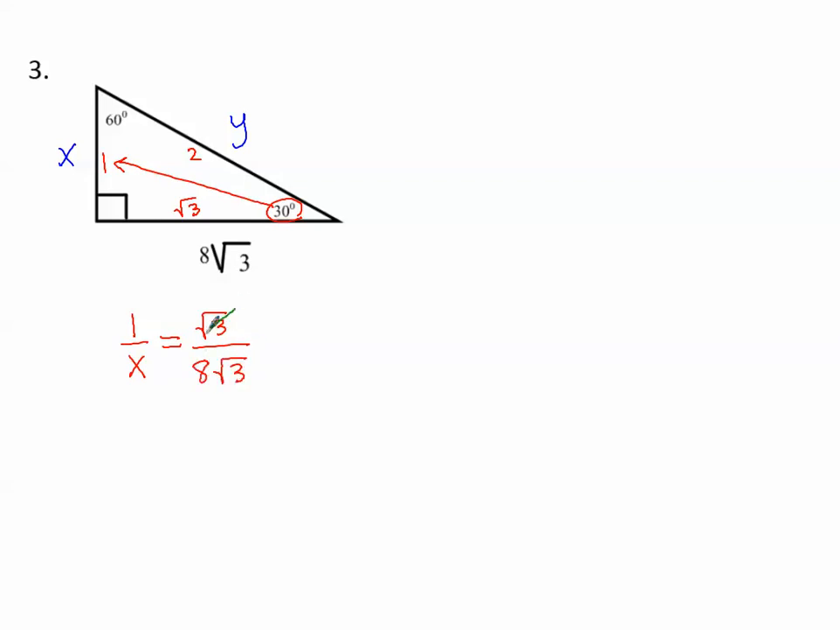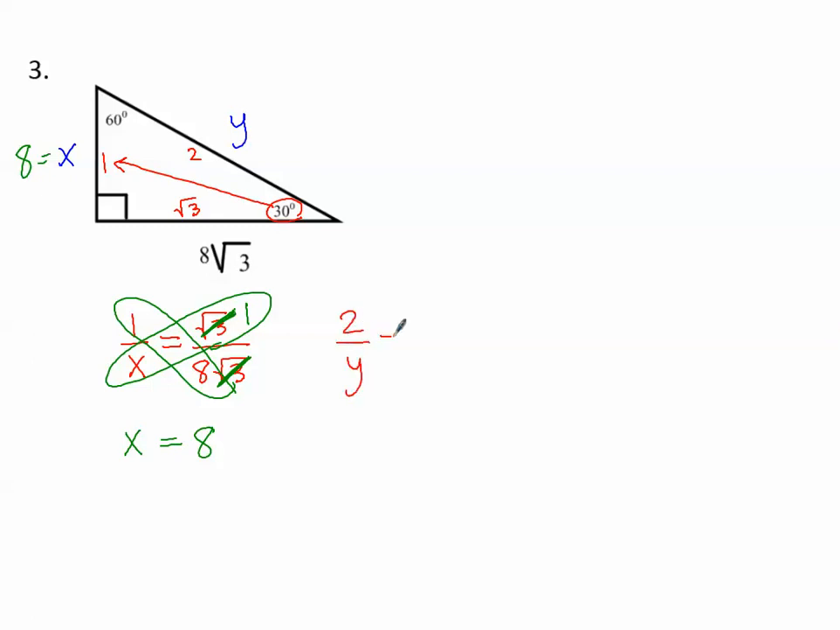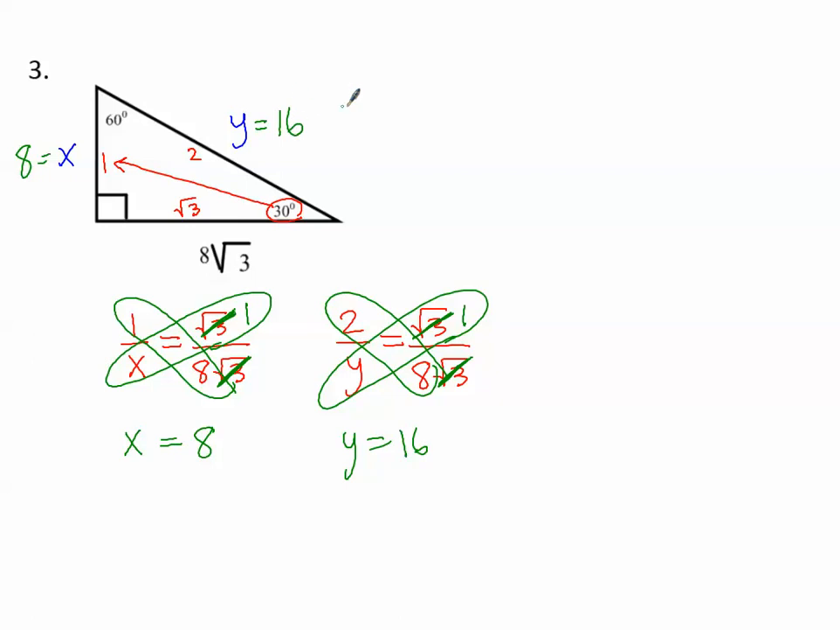Now remember, it's nice to simplify first if we can, and the square roots of 3 cross out. That leaves us with 1 up here, and when we cross multiply, we get x times 1 is x, and 8 times 1 is 8. So x is 8. Now let's set up a proportion for y. Inside number over outside number. 2 over y equals square root of 3 over 8 square roots of 3. Again, we're dividing by the same number, so those cross out. And y times 1 is y, and 8 times 2 is 16, so y equals 16. Done.